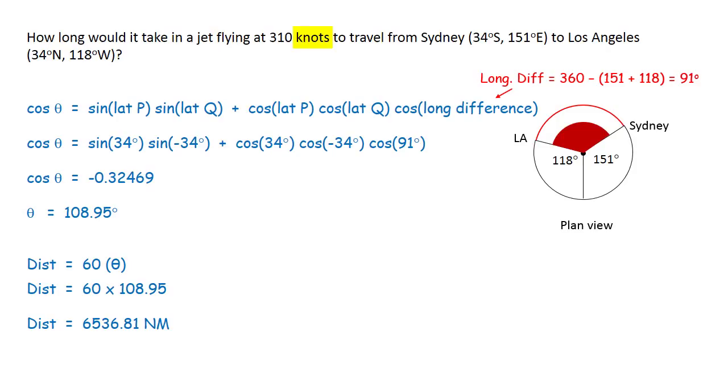We can find the distance, but we were asked to find the travel time. Now, time equals distance divided by speed. The distance was 6,536 nautical miles divided by the speed, 310 knots.